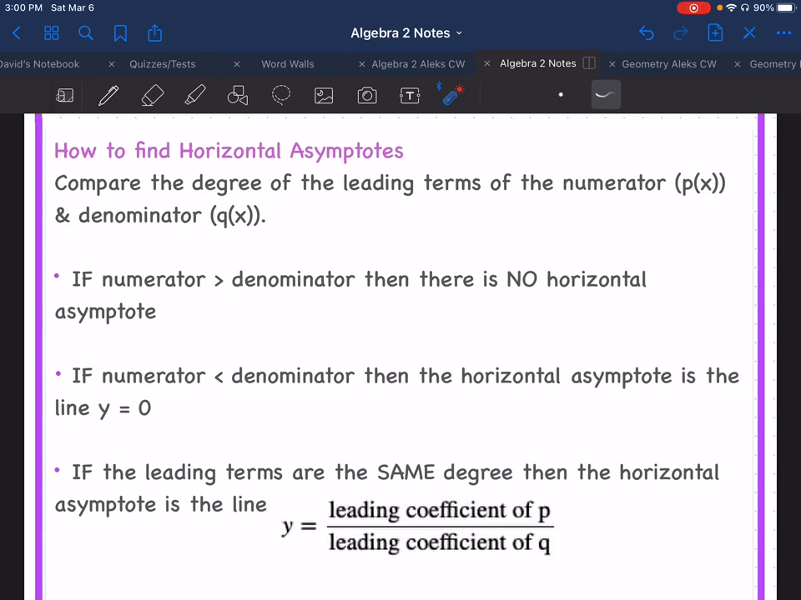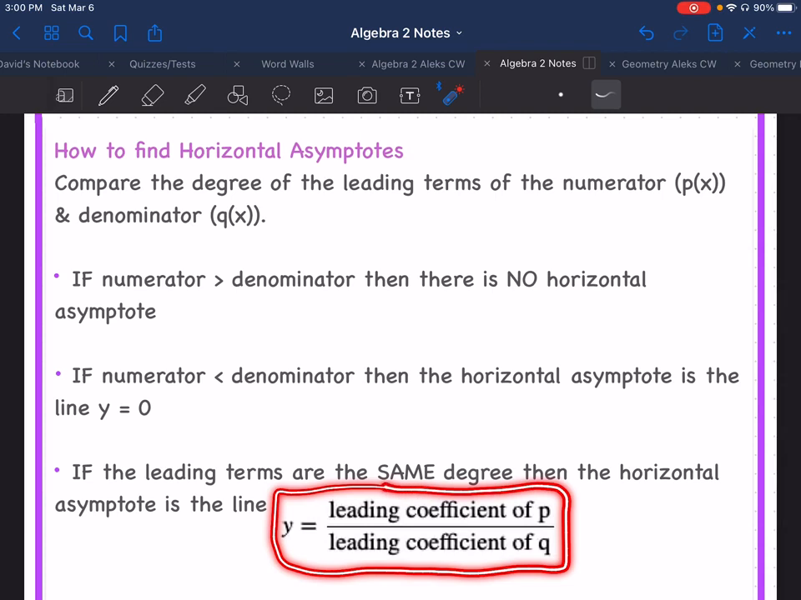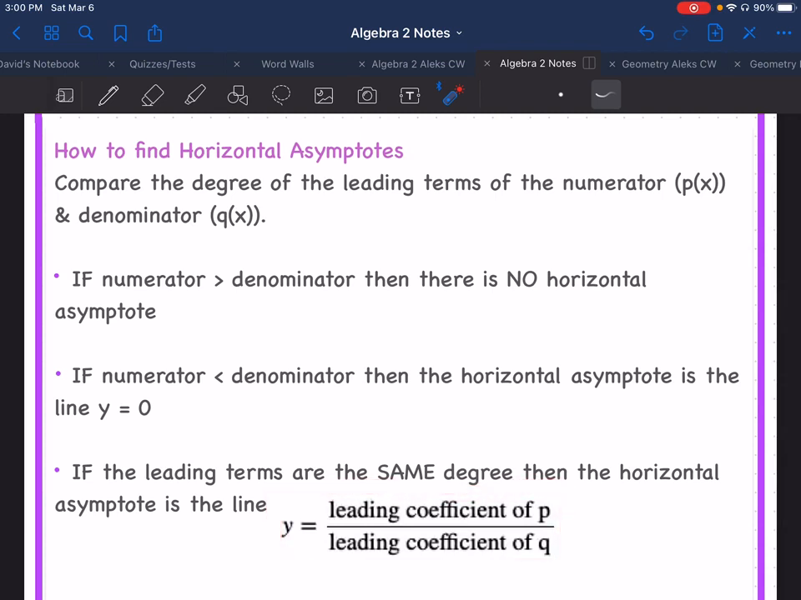So if the degree of my numerator is greater than my denominator, then there is no horizontal asymptote. If my numerator is less than my denominator, then the horizontal asymptote is the line y equals 0. And if my leading terms are the same degree, then the horizontal asymptote is the line y equals the leading coefficient of p divided by the leading coefficient of q.